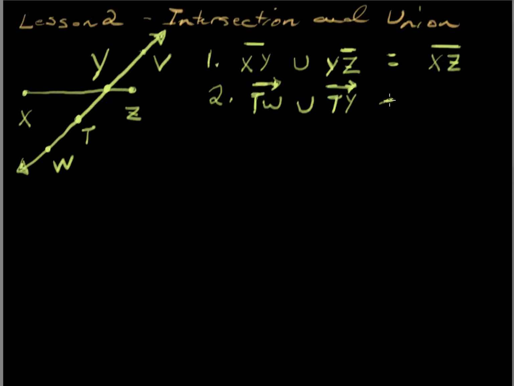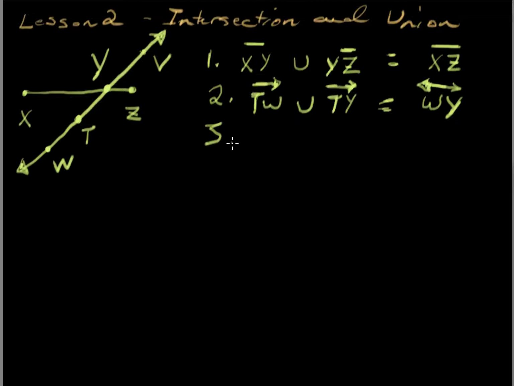This is going to equal line WY. That's me trying to draw an arrow there. So line WY. You take this piece here and this piece here, W and Y, and draw the line, because that's where it stops there.